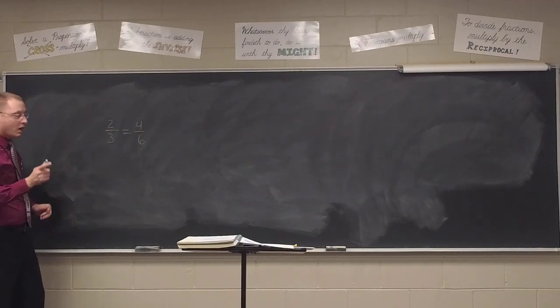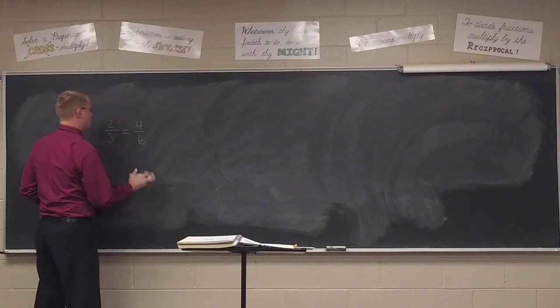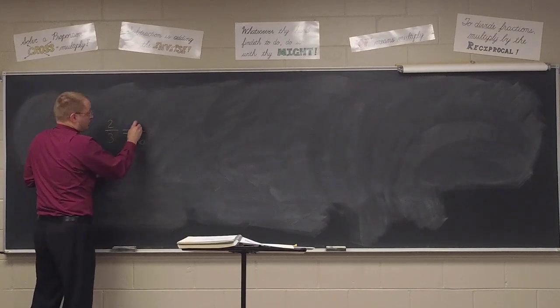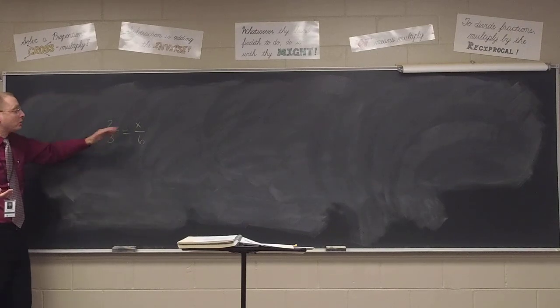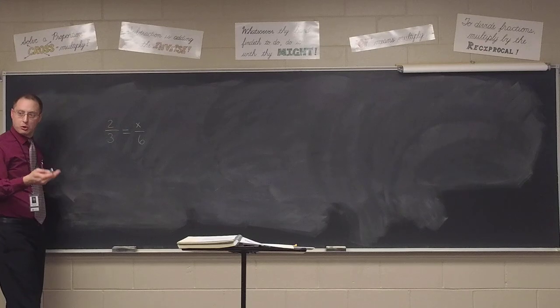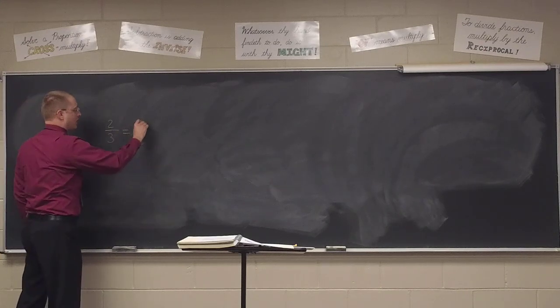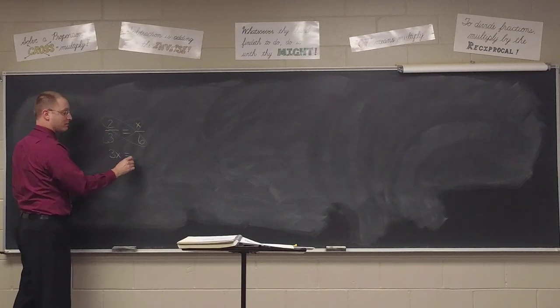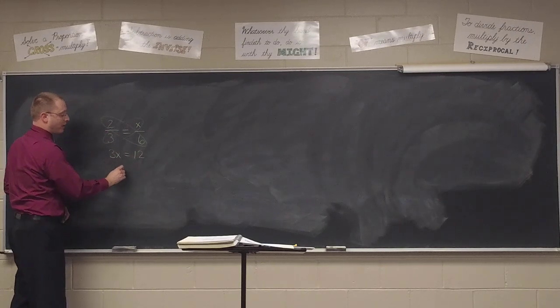You remember this? But if I didn't know that 2 is to 3 as 4 is to 6, if I knew that 2 is to 3 as something is to 6, and I didn't know what the something was, then I could solve the proportion by cross-multiplying. I could say that 3 times x equals 2 times 6, or 12. And that's one way I could get 4.